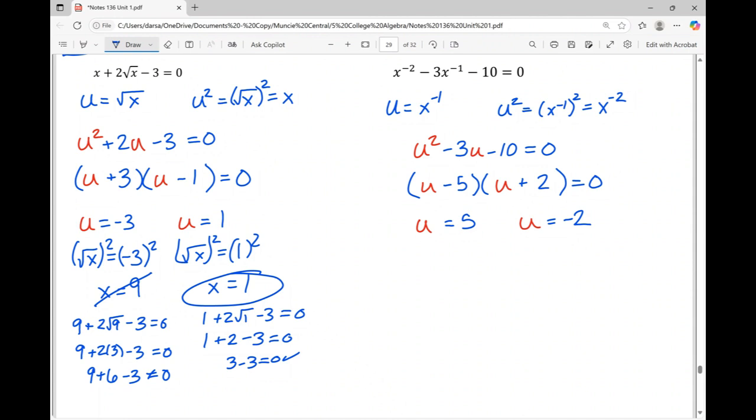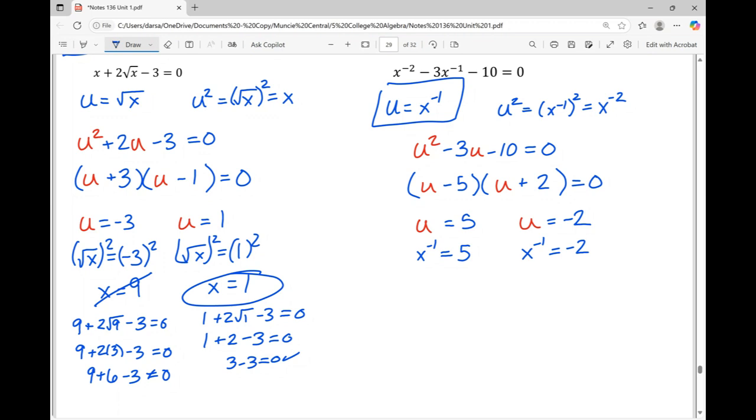This question was about x. And what was our x? U is equal to x to the negative 1. So that is what we must plug back in for our two u equations. Now, this one's a little bit tricky in that we need to remember what undoes x to the negative 1.